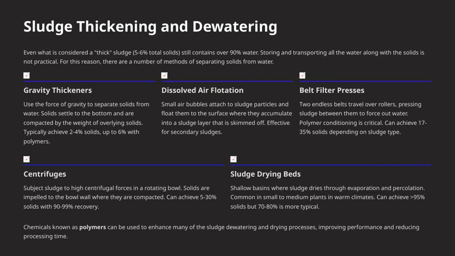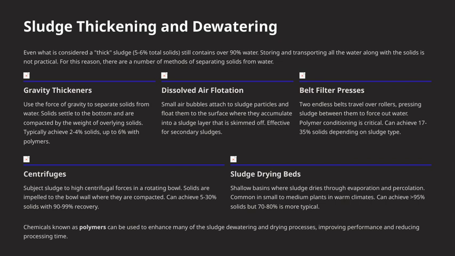Let's take a closer look at sludge thickening and dewatering. Even when sludge is considered thick, say around 5 to 6% total solids, it still contains over 90% water. Storing and transporting all that water alongside the solids isn't practical, which is why we use various methods to separate the solids from the water effectively.